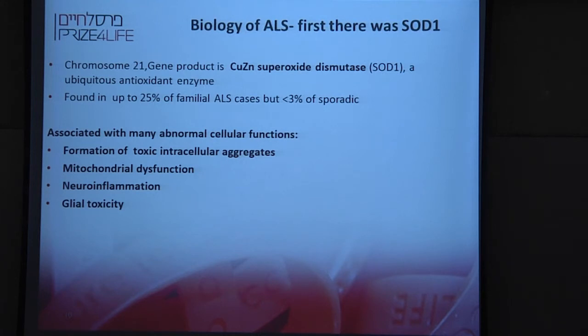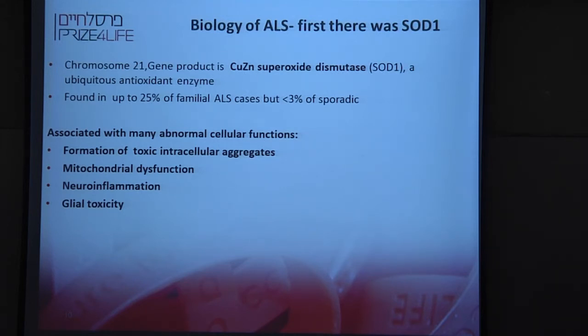So SOD1 is a dominant mutation. If you have even one copy of the mutation, you will have ALS. And if you have the mutation, you are bound to have the disease. This is called 100% penetrance. So the connection between having the mutation and having the disease is 100%.